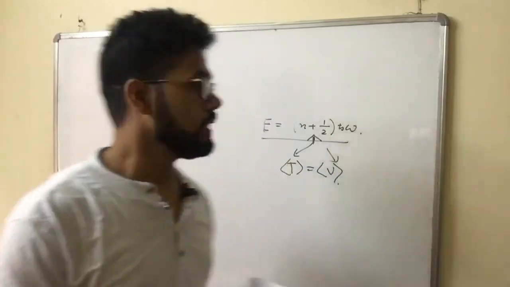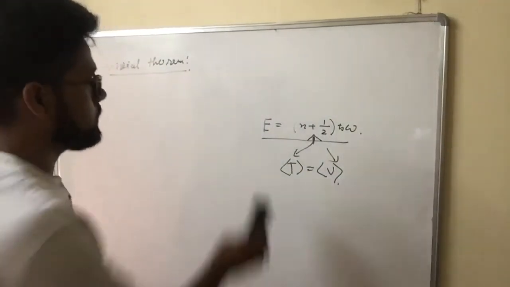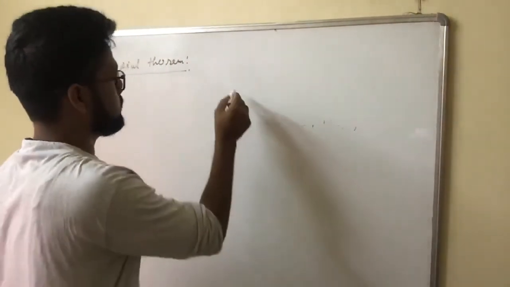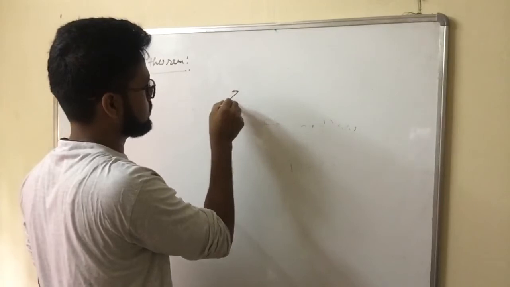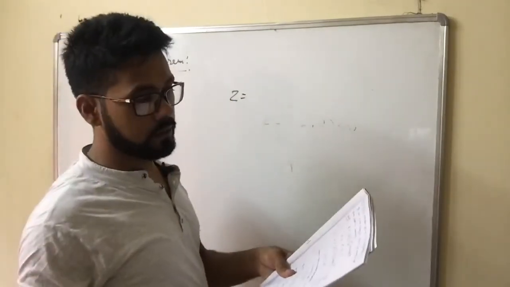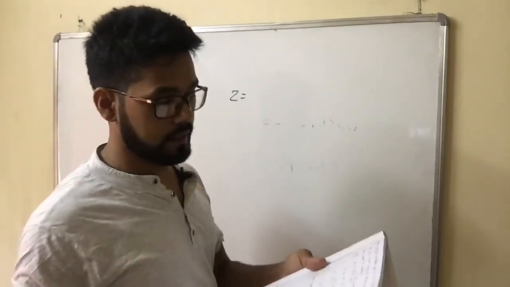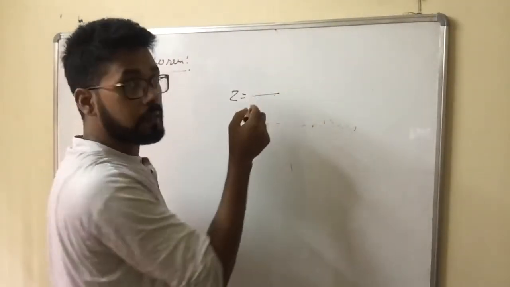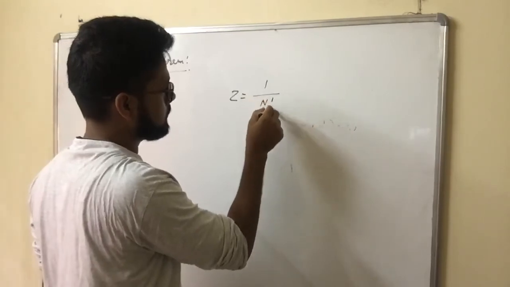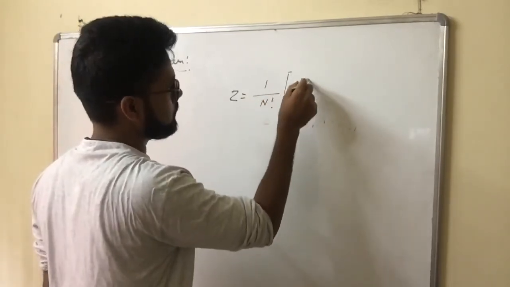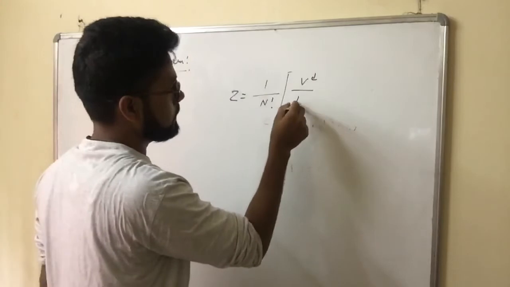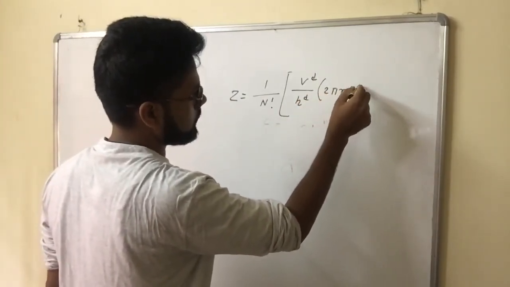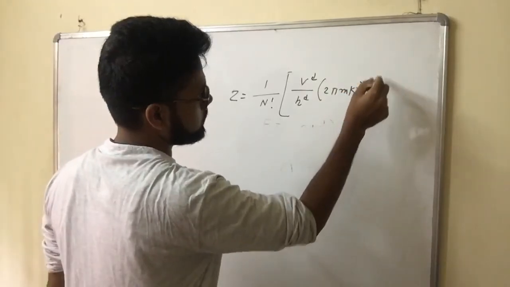Entropy you can evaluate. What is the free energy formula? I am not going to give you the detail, but I am going to give you hints. I have given this formula for the partition function. They are asking you to find the entropy as well as the free energy. Entropy first of all using the partition function. This is the general formula: 1 by n factorial, V to the power d, 2 pi mkT by h square to the power d by 2, to the power n.